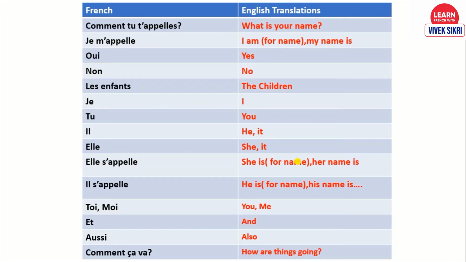Elle s'appelle, she is or her name is. Il s'appelle, he is or his name is. And we have some expressions: toi, you; moi, me; et, and; aussi, also; comment ça va, how are things going. So with the help of these words, we are going to study a dialogue.